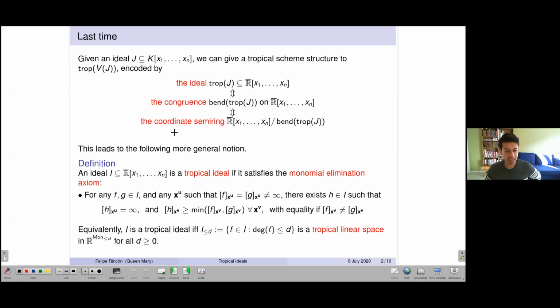We're going to say that an ideal, and now it's an ideal in the tropical semiring, so the coefficients are tropical numbers and operations are tropical operations, is a tropical ideal if it satisfies the monomial elimination axiom. The monomial elimination axiom tells you that whenever you have two polynomials f and g in your ideal, if there is some monomial x to the u such that the coefficient of f is equal to the coefficient of g in that monomial, and it's not infinity, so it's actually a monomial that appears in the polynomials, then there must be some other polynomial in the ideal where the coefficient of that monomial is infinity, and all the other coefficients are at least the minimum of the coefficients in f and g. And actually, this has to be an equality if the coefficients of f and g are different.